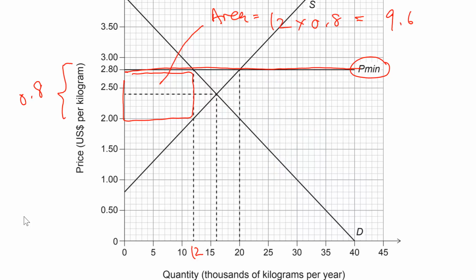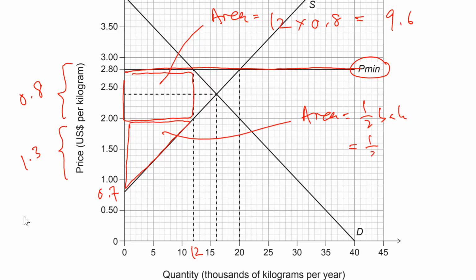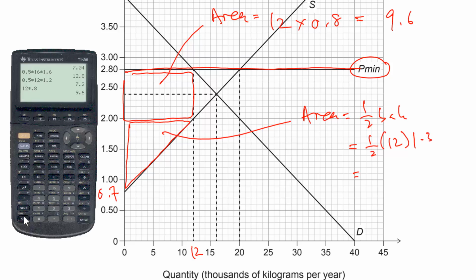Then we'll do the triangular bit, which is down here. The height of that triangular bit is going to be 2 minus 0.7, which is 1.3 in height. And the base is going to be 12, because again, we dropped that thing down. So the area of this triangle is going to be half base times height, which is a half of 12 times 1.3. If you whip out the calculator, 0.5 times 12 times 1.3 gives us 7.8.